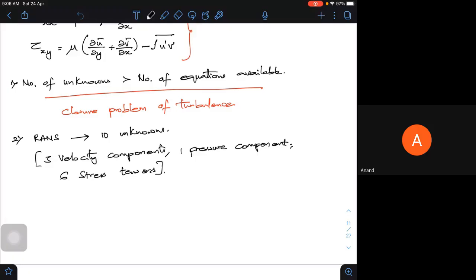But the number of equations we have is only three. Even if you take the continuity equation, it's only four equations. So four equations but 10 unknowns, it's difficult actually. So this is the beginning point of the introduction of what we call turbulence models.